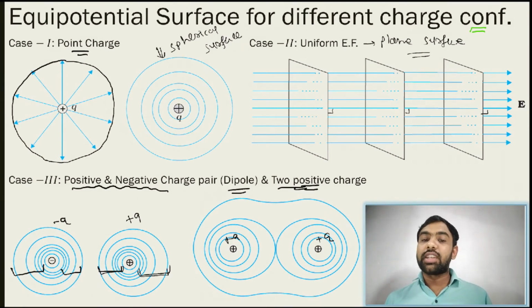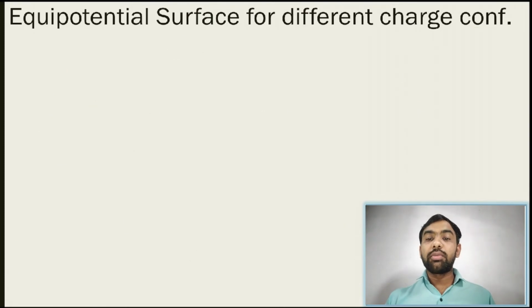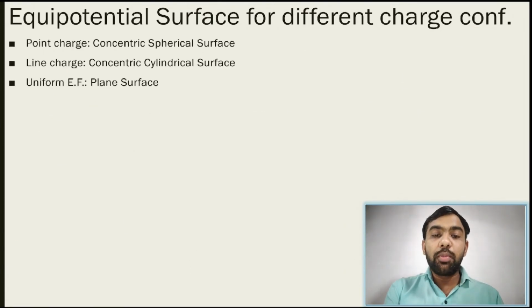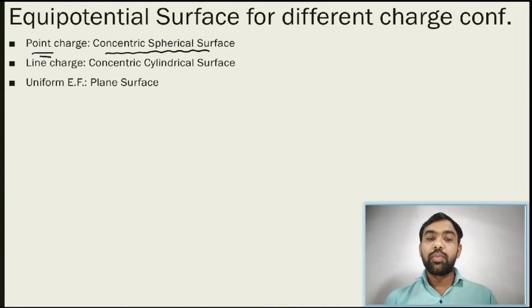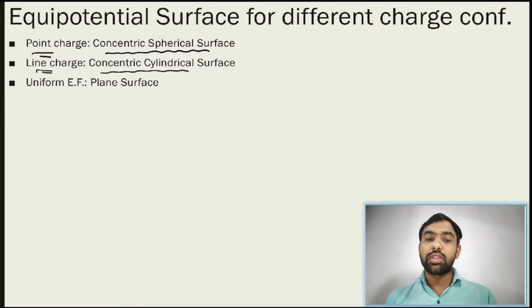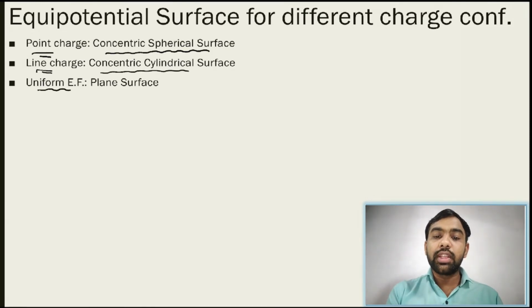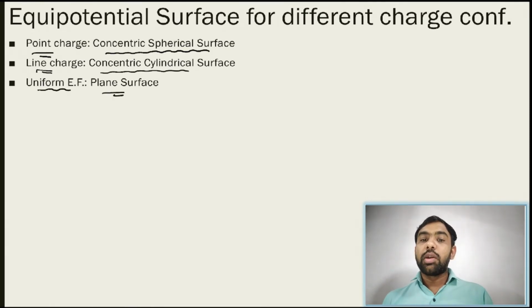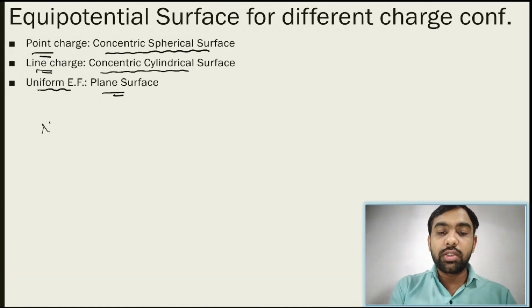So this is the charge configuration for different types of cases. Okay, so all of you guys note this in your books. And one more thing for the equipotential surface: if you have a point charge, then concentric spherical surfaces are equipotential. If you have a line charge, then concentric cylindrical surfaces are the equipotential surfaces. If you have a uniform electric field, then plane surfaces.